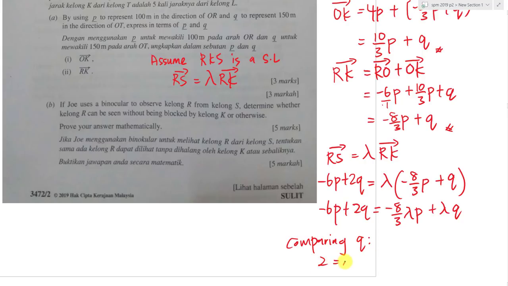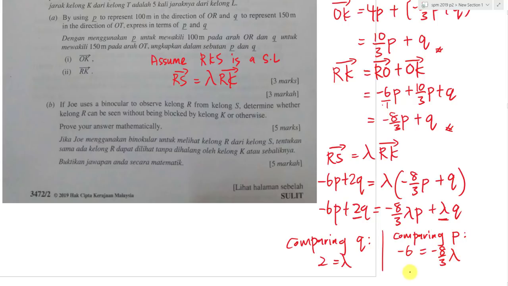my 2 will equal my lambda, isn't it? Because comparing q means I take the number in front of them, then I will get 2 equals the lambda here. If I do the same thing but now compare the p, what happens is I will get negative 6 equals negative 8 over 3 lambda.